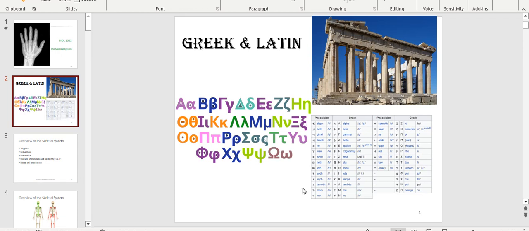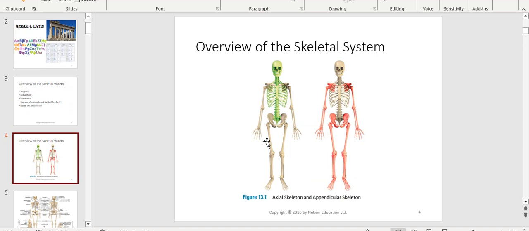Yes, anatomy and physiology, by the end of this course you'll have a little bit of an understanding of some new words, Greek and Latin. Okay, welcome to it. Lots of fun. Overview of the skeletal system.